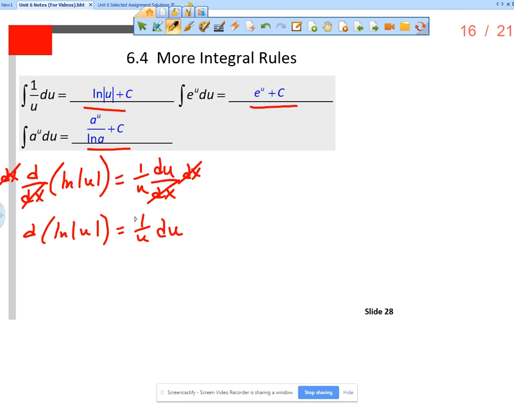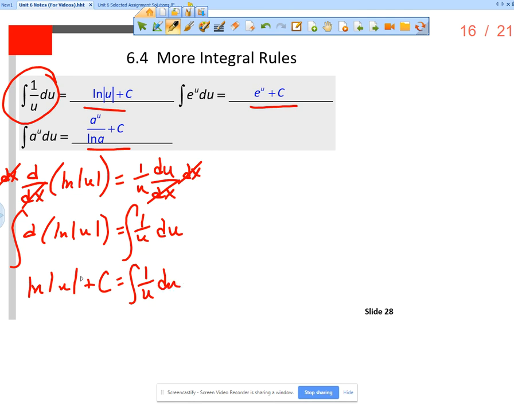Now we're going to integrate both sides. The right side of the equation is the rule that we're trying to learn. The integral of 1 over u du is the integral of the derivative of the natural log of u. Remember, that would be the natural log of the absolute value of u, plus c. So that is the rule for the integral of 1 over u du. Remember, this is just based upon our derivative rules.